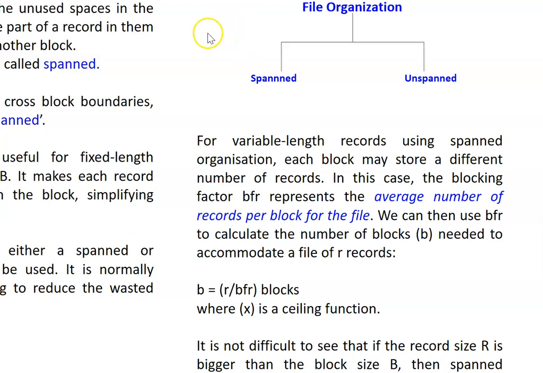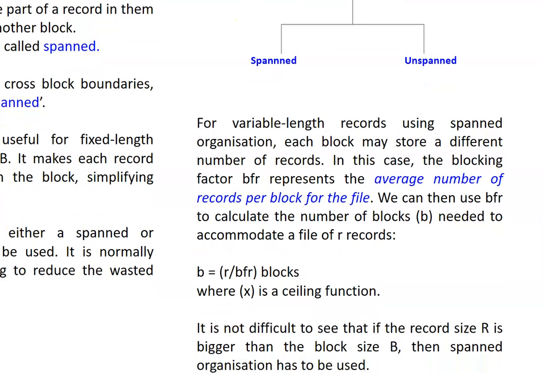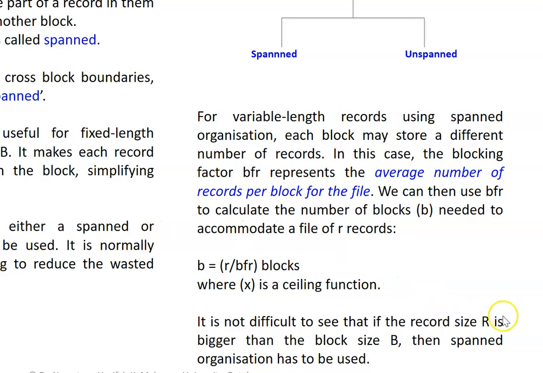So it is not difficult to see that if the record size R is bigger than the block size B, then a spanned organization has to be used. We are saying that if the size of a particular record is bigger than the block size, then it is important we use spanned. Spanned organization is where you have one record that spans into another block.